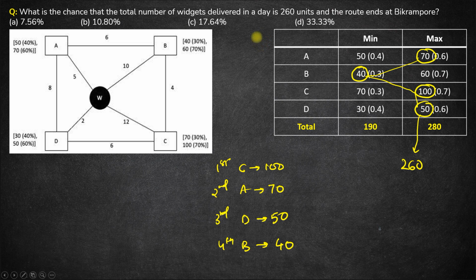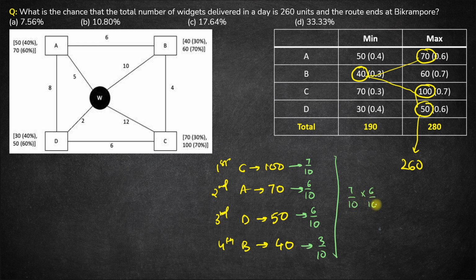Fine. So let's calculate probability. What is the probability that C's demand is 100? Probability that C's demand is 100 is 0.7, which is 7/10. What is the probability that A's demand is 70? It is going to be 0.6, which is 6/10. Probability of a demand 50 at D is again 6/10, and probability for a demand of 40 at B is 0.3, which is 3/10. So the combined probability will be 7/10 into 6/10 into 6/10 into 3/10.